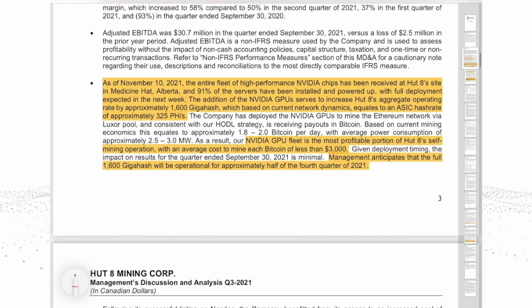The NVIDIA GPUs are going to be mining approximately 1.8 to 2 Bitcoin per day, with an average power consumption of 2.5 to 3 megawatts. The NVIDIA GPU fleet is the most profitable portion of Hut 8's self-mining operation, with an average cost to mine each Bitcoin of less than $3,000. So this is a really, really good number here. Management anticipates that the full 1,600 gigahash will be operational for approximately half of the quarter. So when we do my calculations, we'll use that as basically 1.5 months in operation for the quarter.